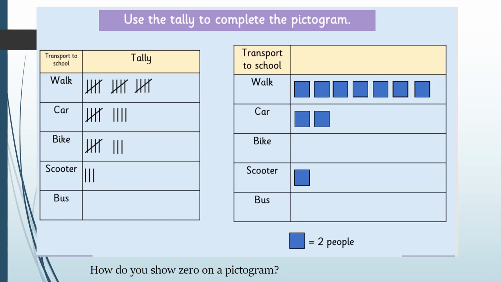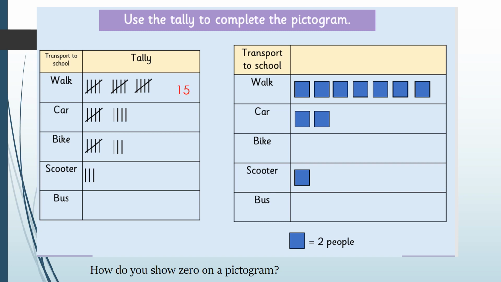So again, we've got another tally. This tally shows transport to school, and we need to use the information to complete the pictogram. So we're going to start the same way as last time. Alright, so let's count the number of people who walk to school. So we've got 5, 10, 15.